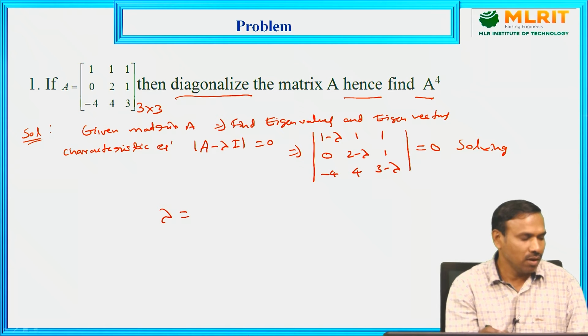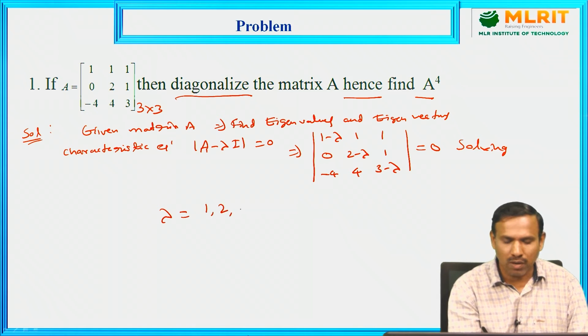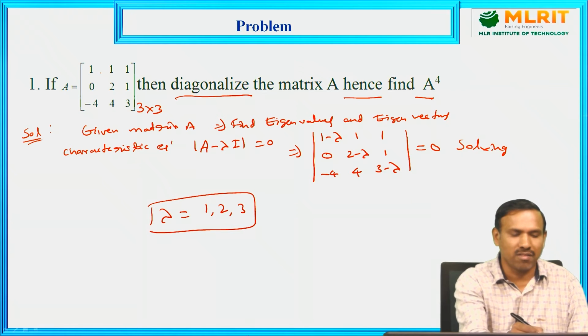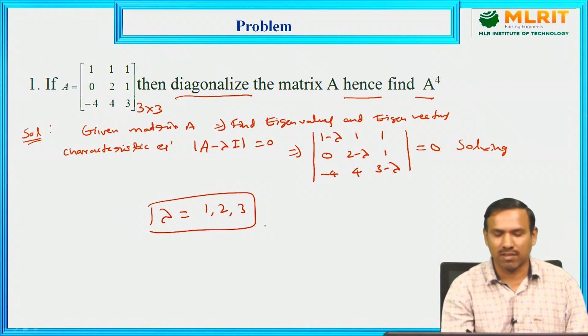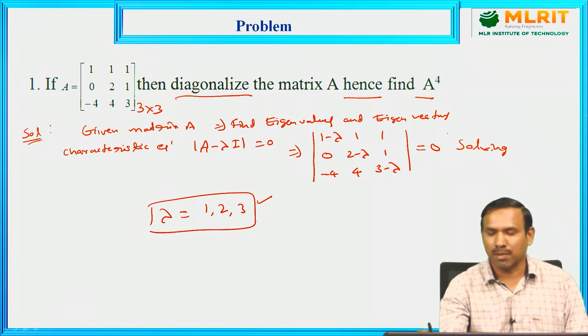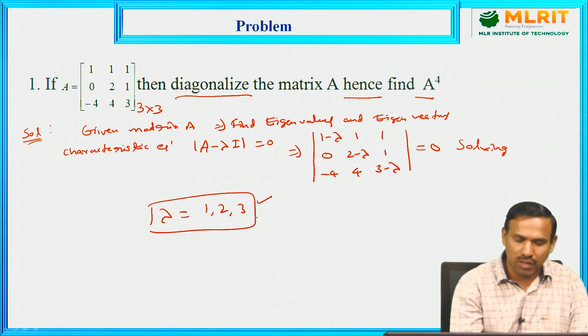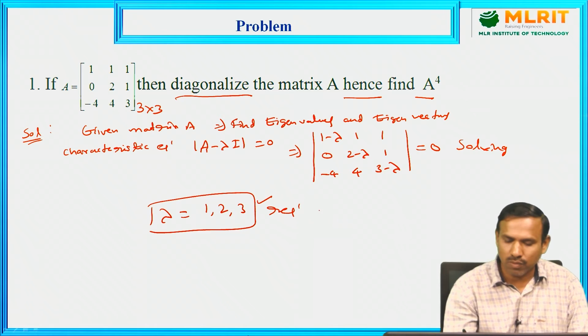So for this problem, the eigenvalues are 1, 2, 3. Right? You can check whether these are correct or not. Sum of the eigenvalues, 1 plus 2 plus 3 is 6, and trace of the matrix, 1 plus 2 plus 3 is 6, which is equal to 6. So these eigenvalues are correct. By solving this determinant, I am writing directly, and we need to find the corresponding eigenvectors for lambda is equal to 1, 2, 3. So these are the required eigenvalues.